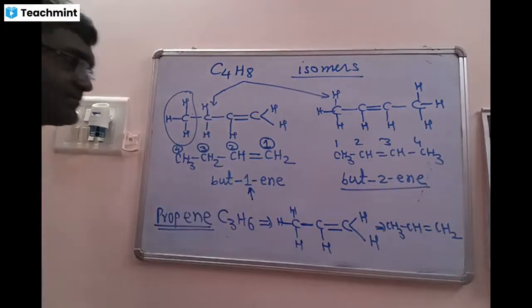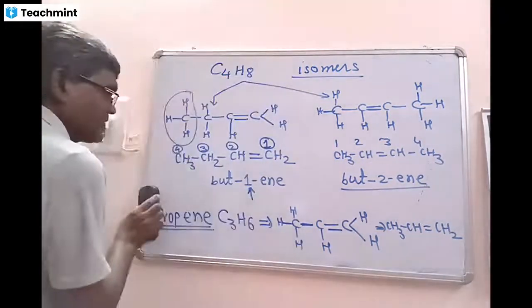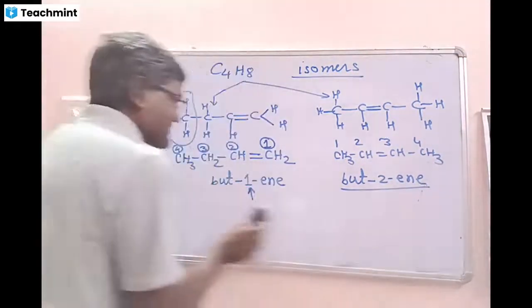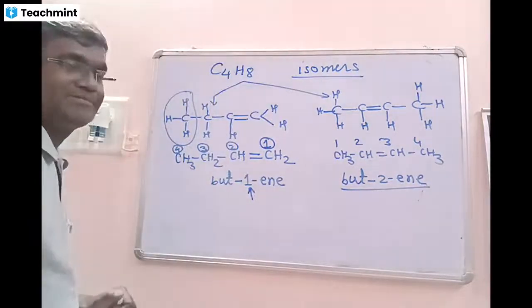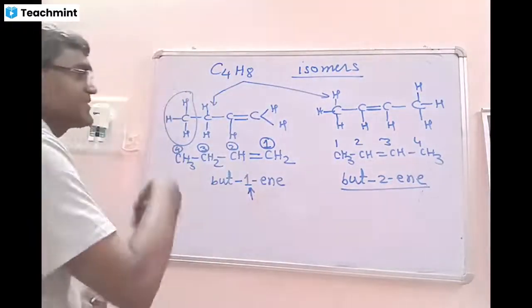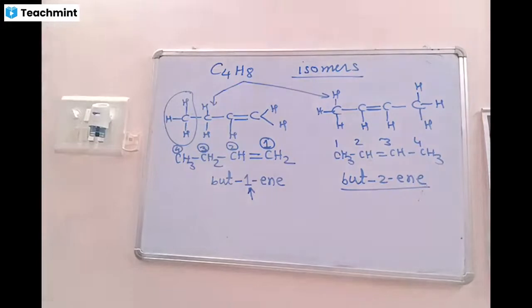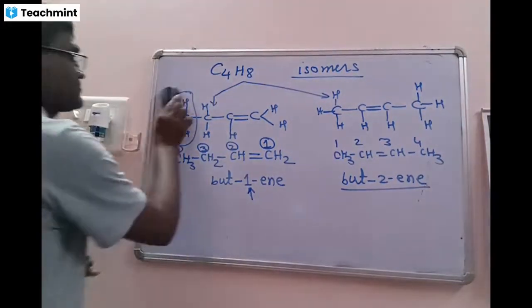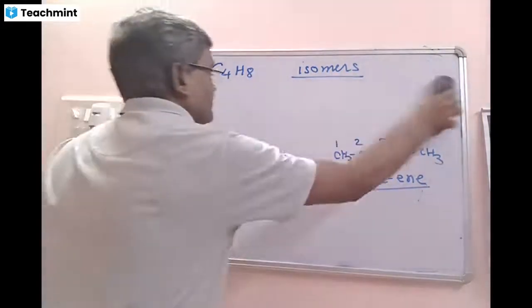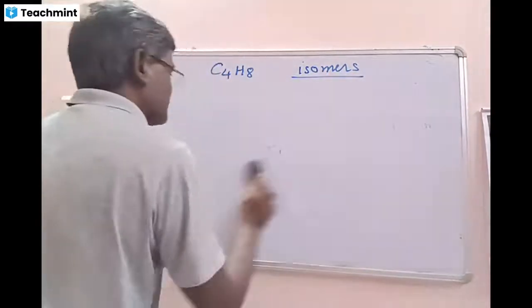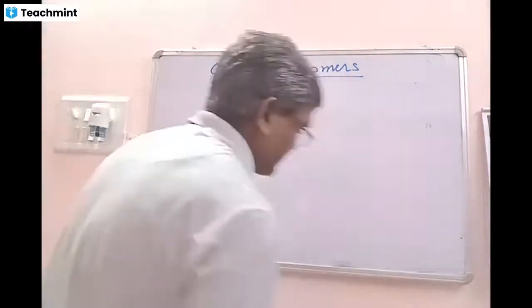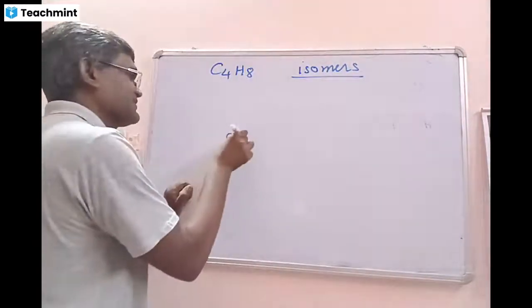Got it? So in this, we have the four alkenes. One more can be obtained. These two are called position isomers. Now we have this, which can be drawn like this.